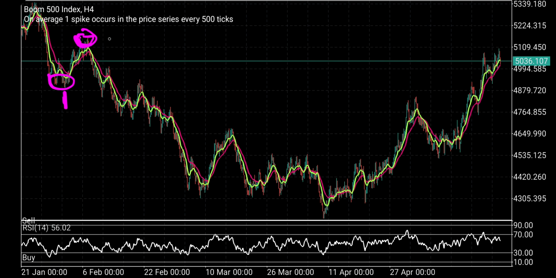If it turns into a support for it, then fine. If it doesn't, then we are still on an uptrend. So do not take a long trade here. You can look for short or sell positions, but do not take a long trade on Boom 500.